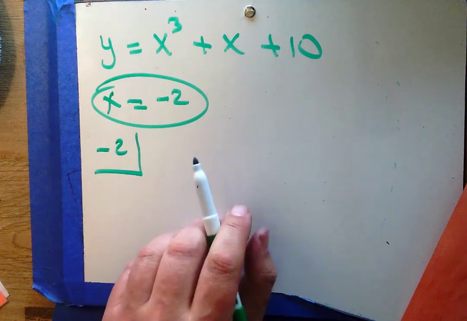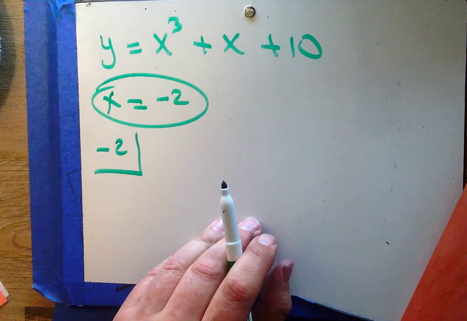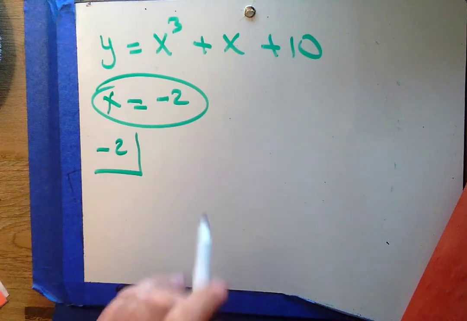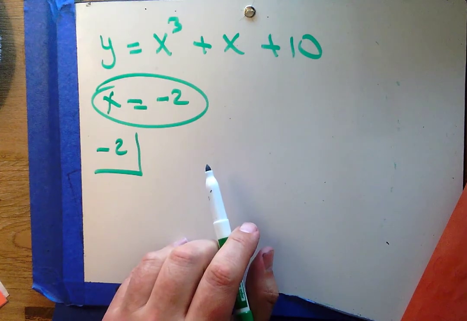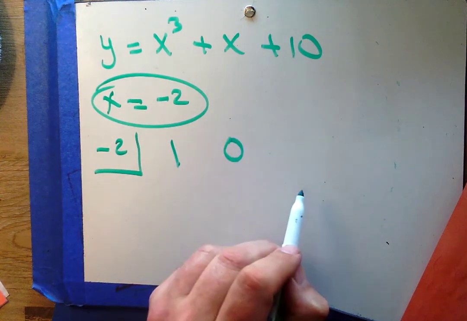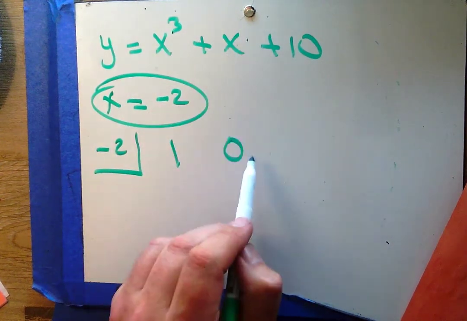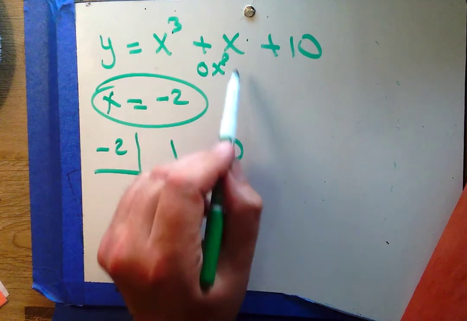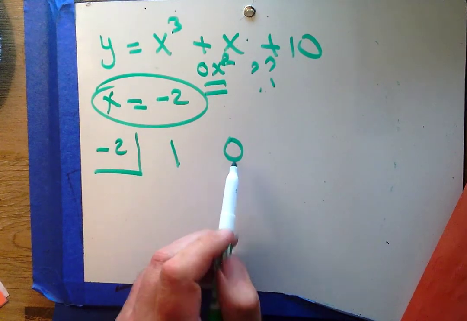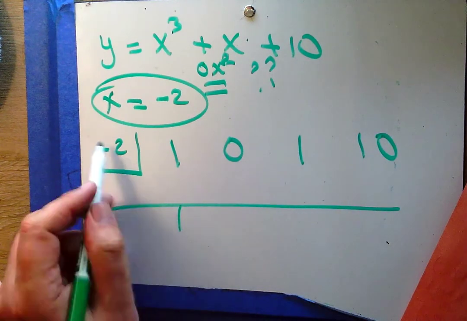Now, before I write the rest of this down, can anyone tell me what it is that a lot of people are going to forget for this synthetic division? Oh, 0 placeholders. Very good. We have x to the third, we have x to the first. Where's our x to the second? Okay, so you have to have that 0 placeholder there, 1, 0, 1 and 10. Or guess what? It doesn't work.